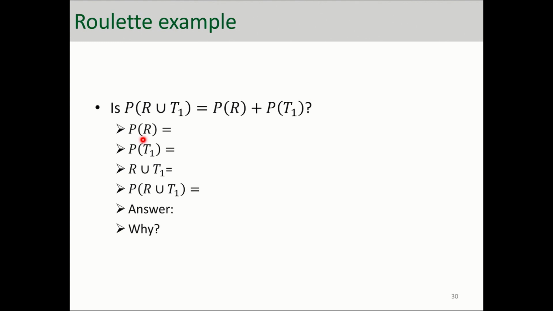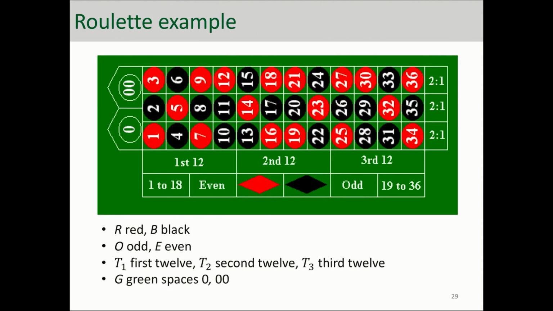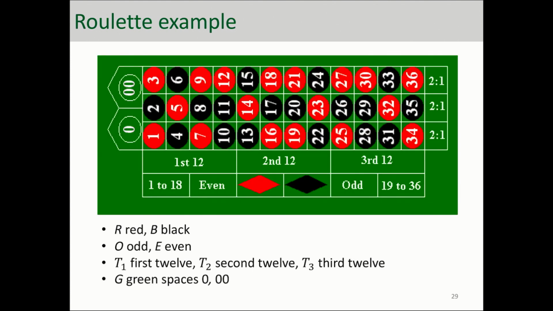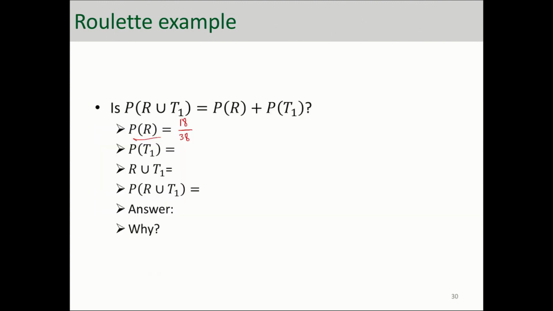So let's take a look at these probabilities here. Let's start with the first one, probability of red. We know that in the roulette wheel we have 18 red outcomes, and you can count them and you see that. So probability of red will be 18 over the total number of outcomes, which is 38. Probability of T1, well, we know that T1 is the first 12 and there are 12 outcomes in there. So the probability of that will be 12 divided by total number of outcomes, 38.